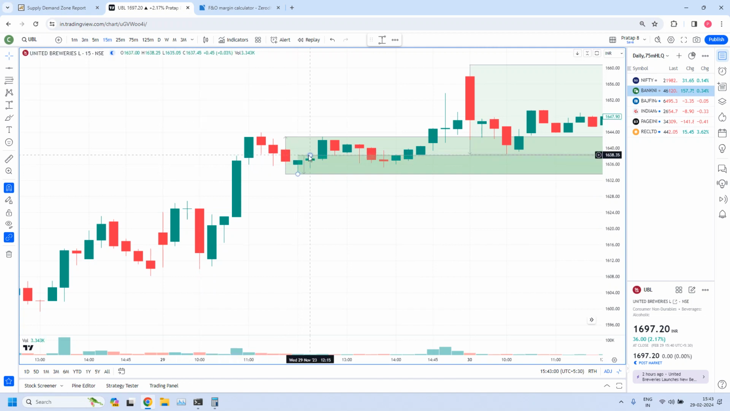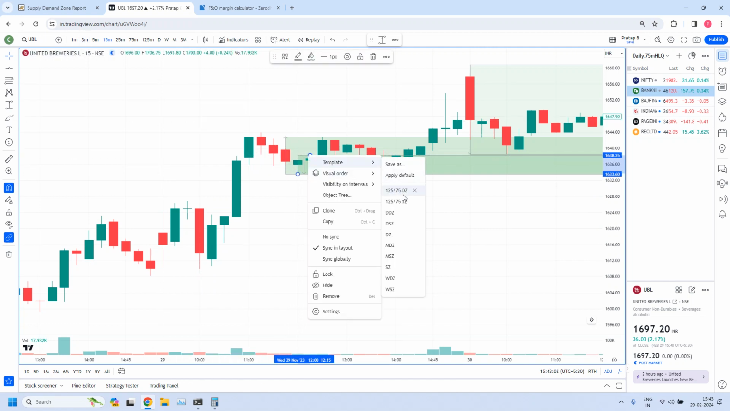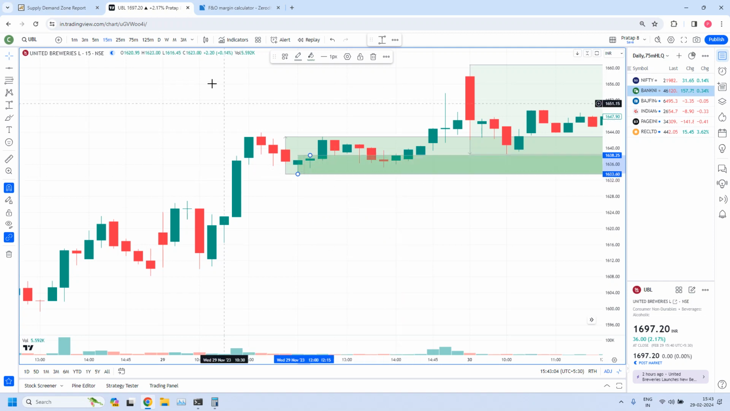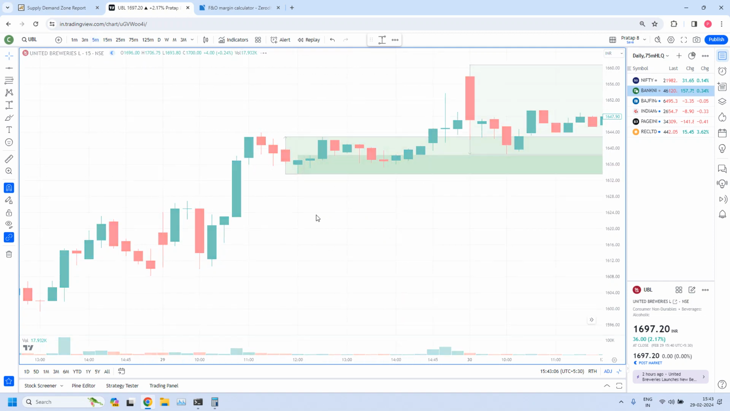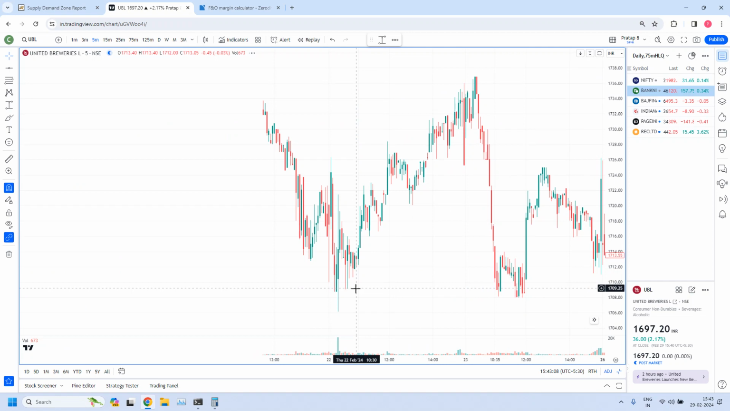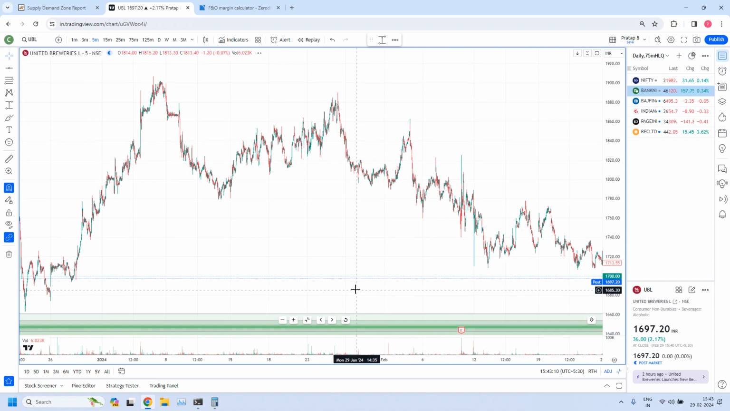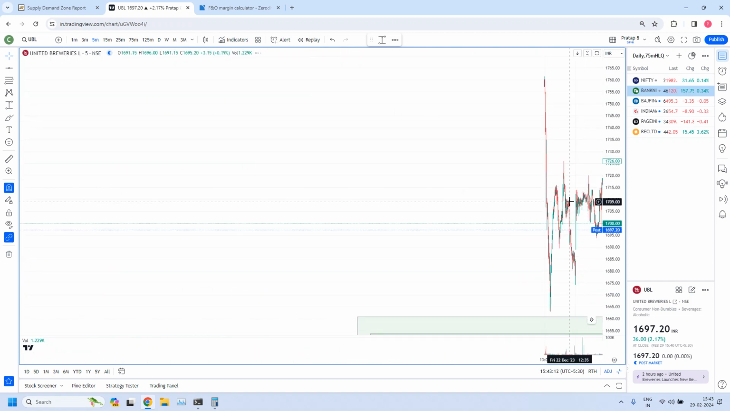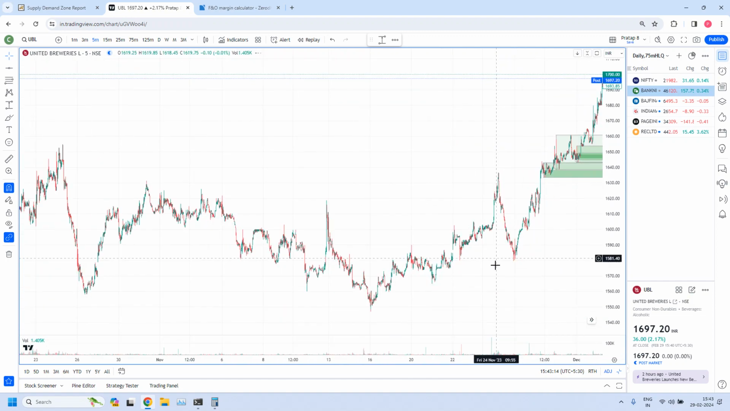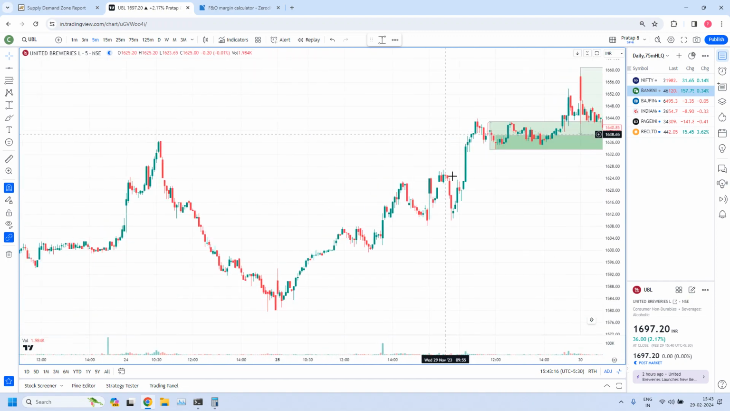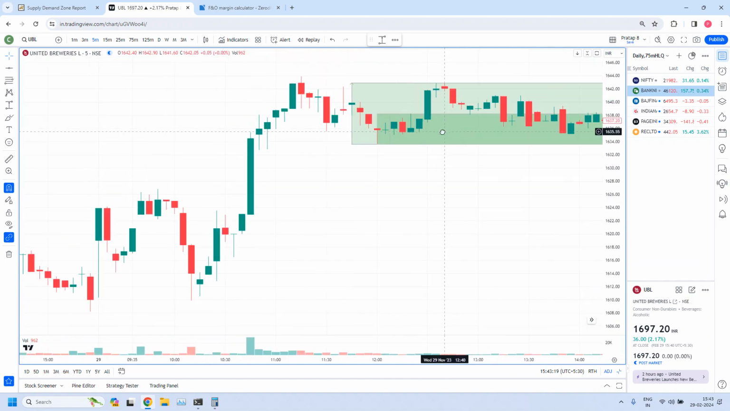This is the 15-minute zone. Let me change the color. Now 5-minute zone. Let us look into the 75 minutes zone. This 75-minute zone is below the daily zone. That point you should not forget, because in today's session I am showing you how generally I draw the zones.